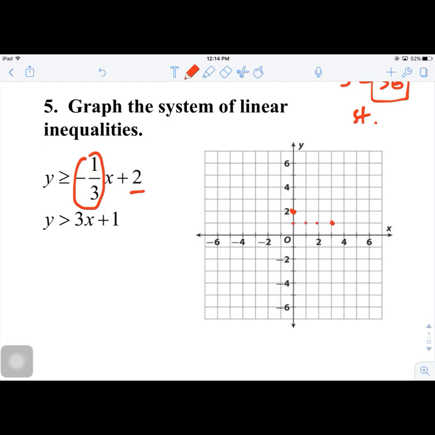So we always go down and then go to the right. If it's negative, we go down. If it's positive, we go up, but we always go to the right. So there's the first equation. And notice that the inequality sign has an equal sign, so this line is going to be a solid line.